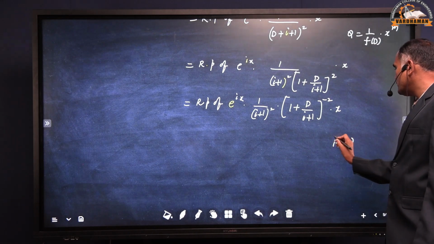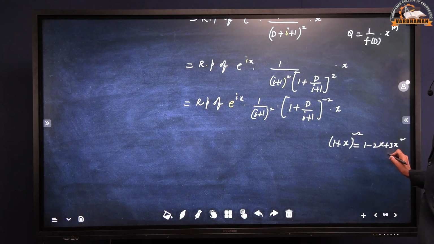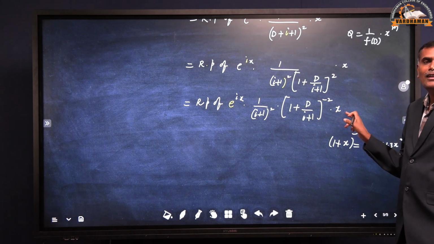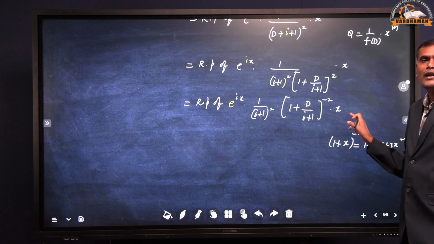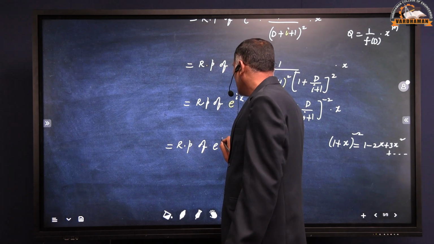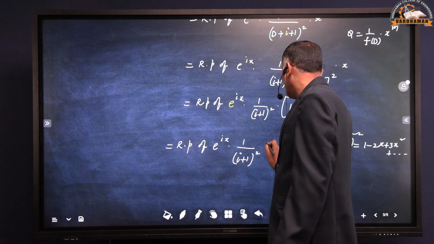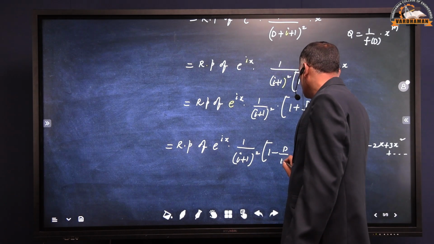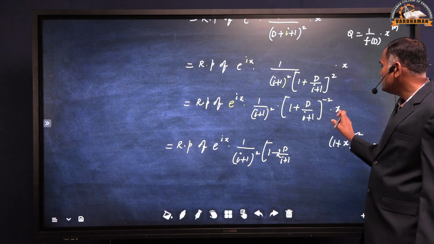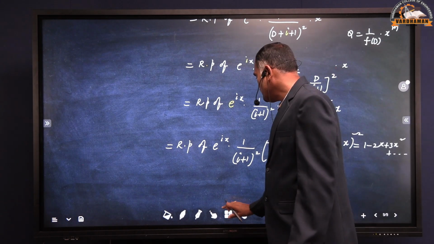We have a formula that says 1 minus 2x plus 3x square and so on. Now here we write up to the first degree term because x is of power 1, degree 1. So this can be written as real part of e^(ix) into 1 by (i plus 1) whole square, (1 minus d by 2) into x. We will not write the other terms because x is of power 1.